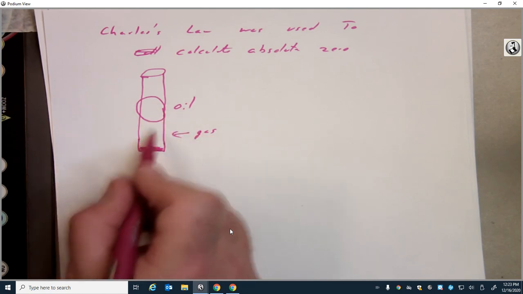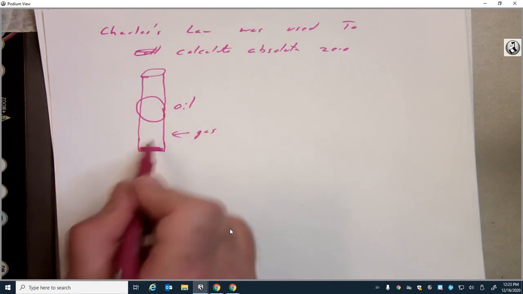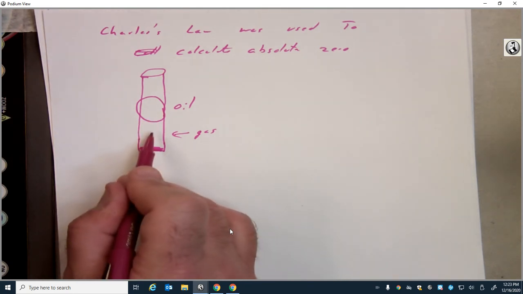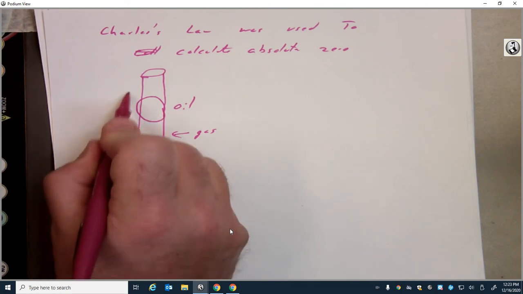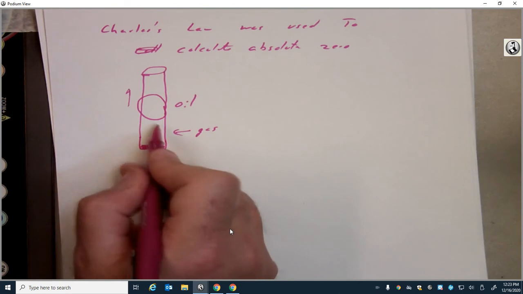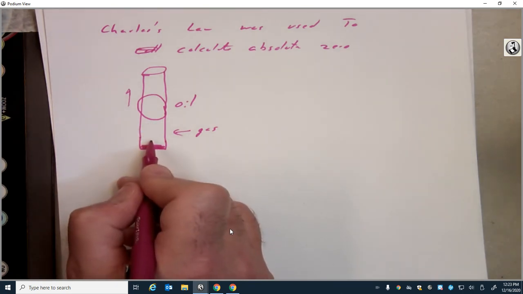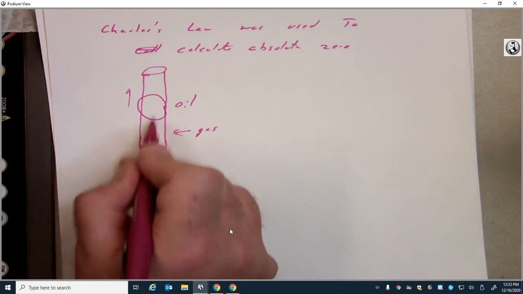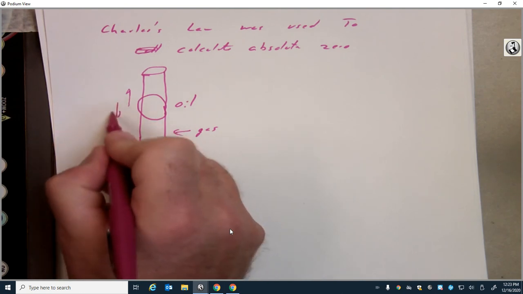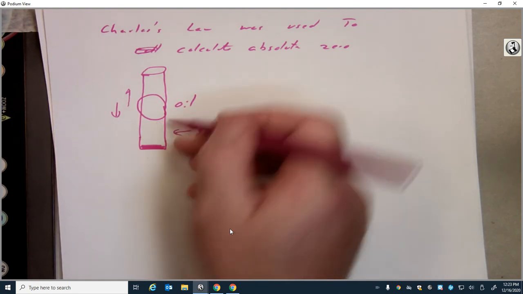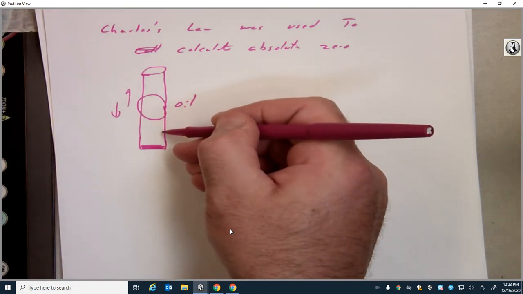Now, these particles in here are moving, and they're applying a pressure to the oil. If they're moving faster, if we increase the temperature of this, there's going to be more collisions, and the oil is going to move up. If we decrease the temperature, these particles will be moving slower. They'll be hitting the oil less, and the oil will move this way. The slower the gas particles move, the smaller the volume.